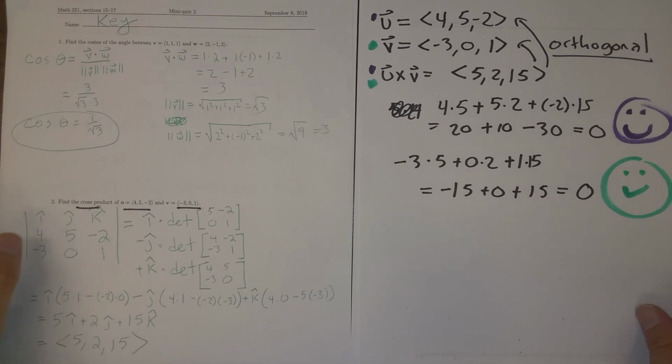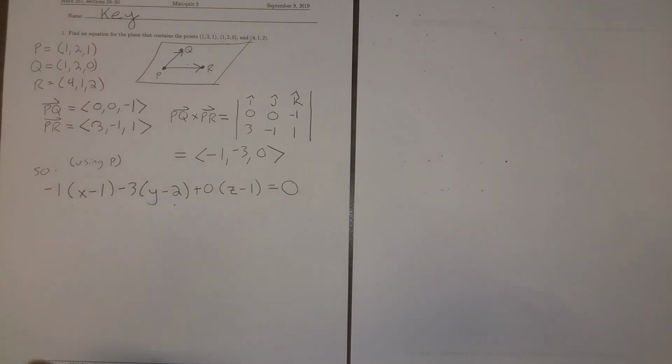So that was a question from mini quiz 2. Now let's look at mini quiz 3. This was: find an equation for the plane that contains the following 3 points: 1, 2, 1; 1, 2, 0; and 4, 1, 2.